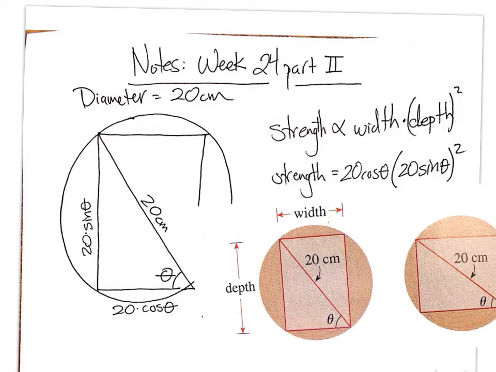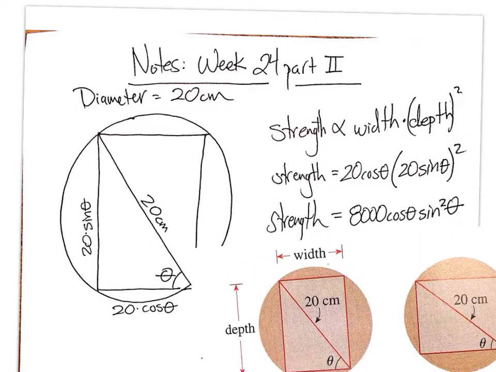So we can say that the strength is equal to, and there might be some constant in here. The back of the book answers have a little k, because proportional to just means sort of related to, not exactly equal to. 20 cos theta and then 20 sine theta squared. And after multiplying 20 times 20 times 20, we would get 8,000. We got the cos theta.